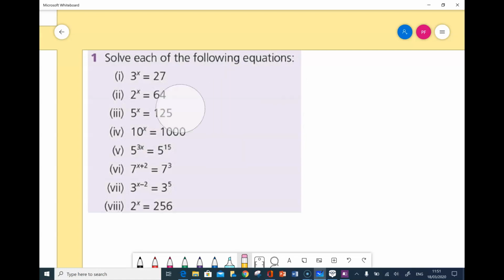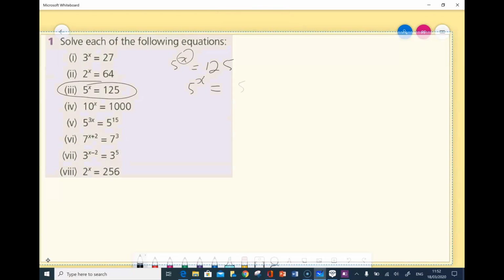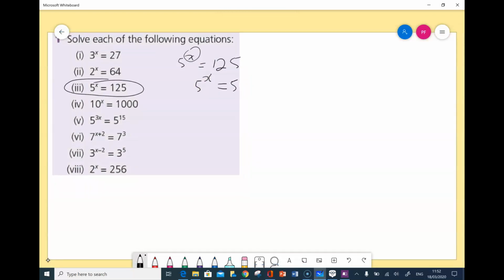Part 3. 5 to the power of x equals 125. My variable, the thing I'm looking for, is up in the indices, so I need to make my base numbers the same. 5 squared is 25, and 5 cubed is 125. So 125 is 5 cubed. My base numbers are the same, so my indices must be the same. X equals 3.